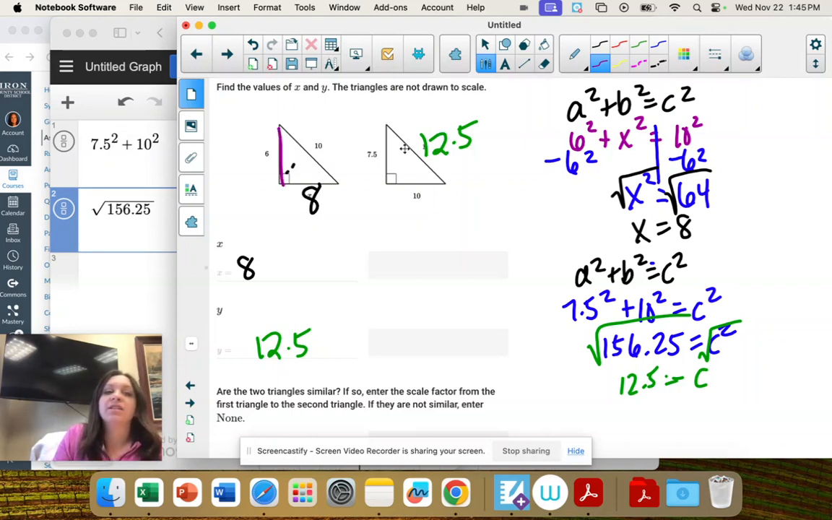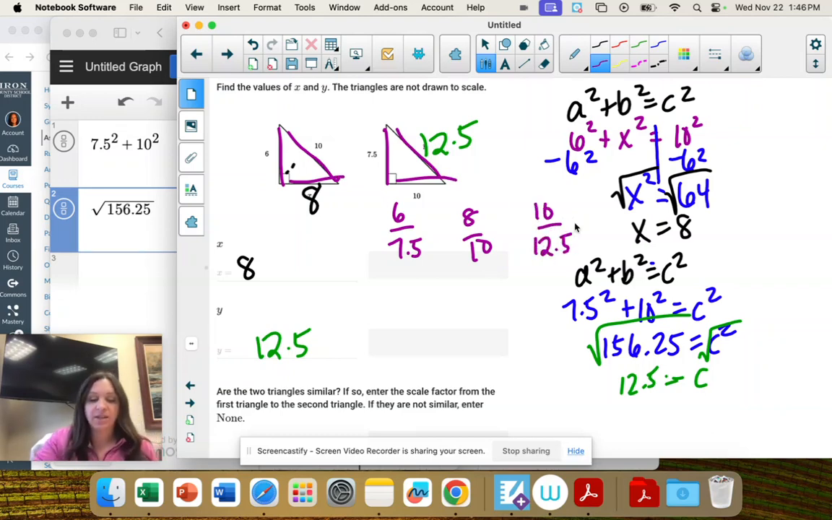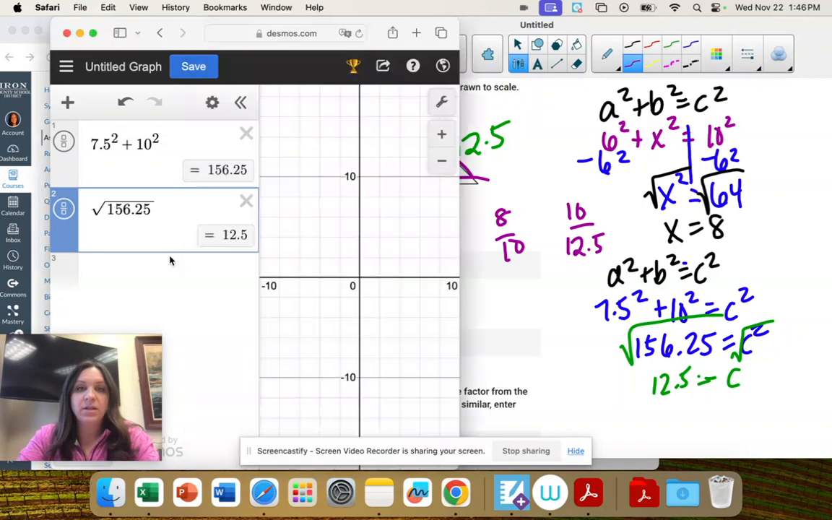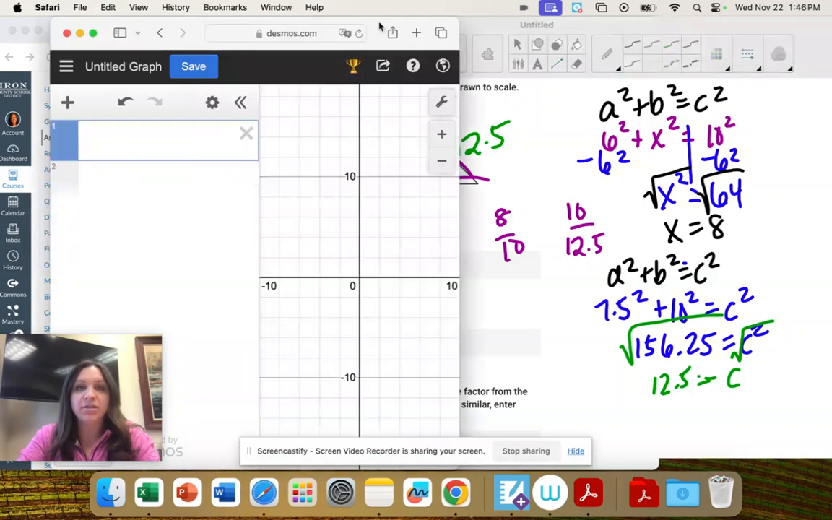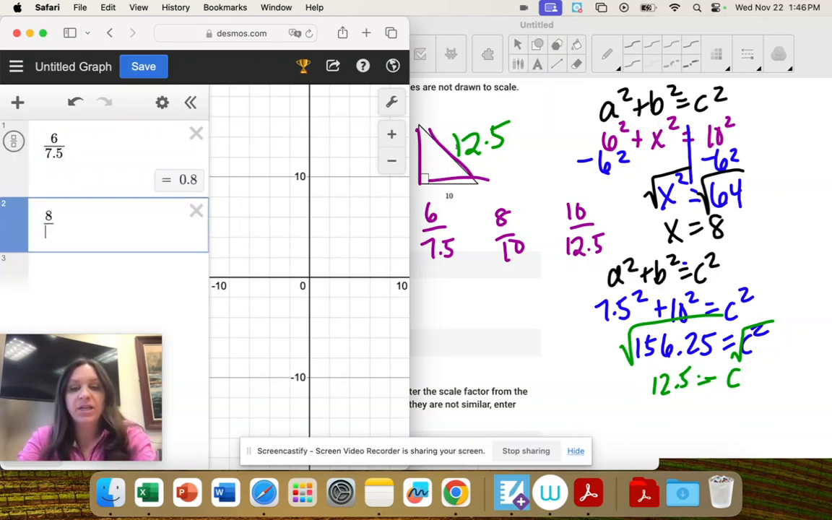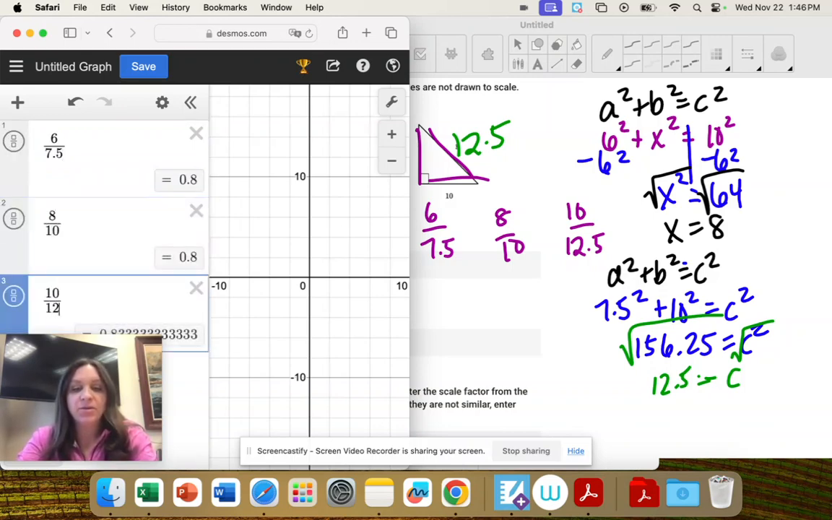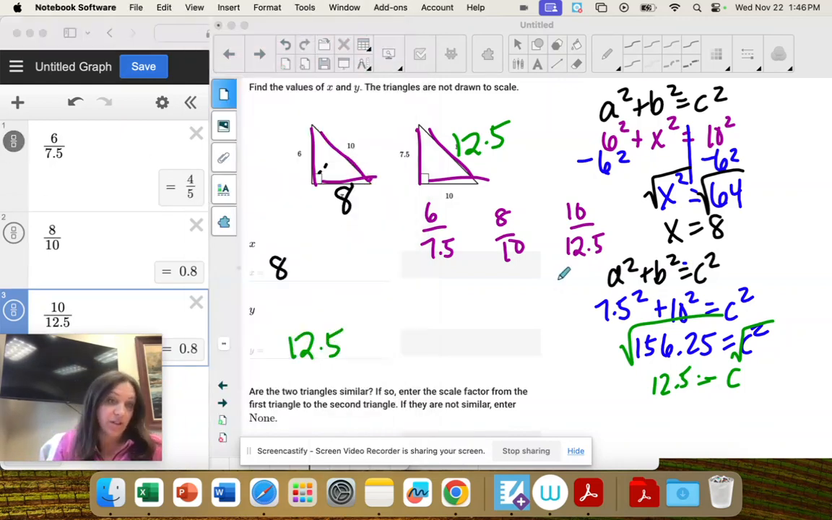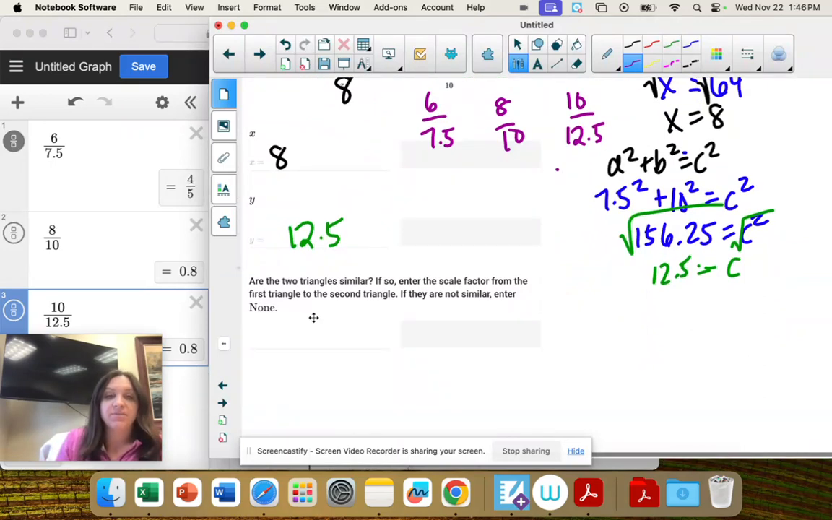So I'm going 6 to 7.5, 8 to 10, and 10 to 12.5. So all of those have to be the same number in order for them to be similar triangles. So 6 over 7.5, 8 over 10, and 10 over 12.5. So see how we get 0.8 every time, or 4/5? That's our scale factor. So that's what we're going to type in here.